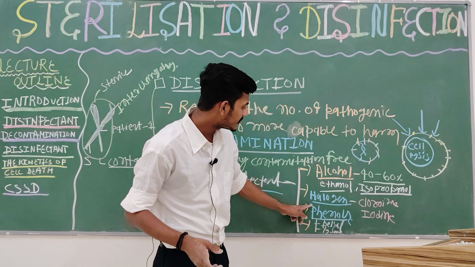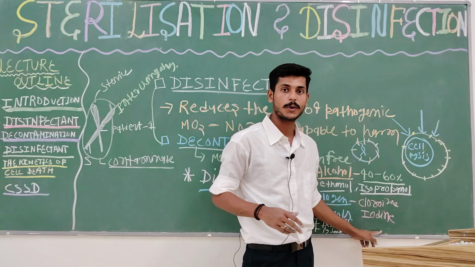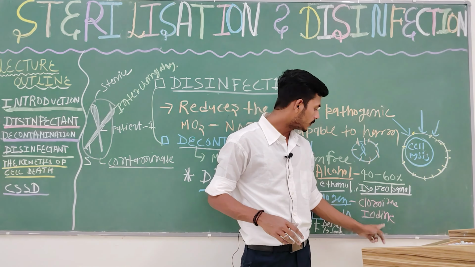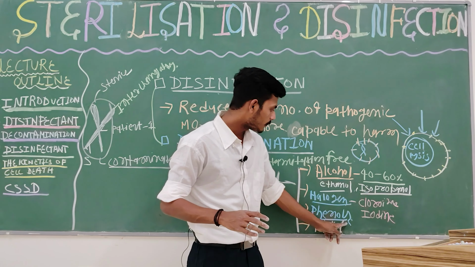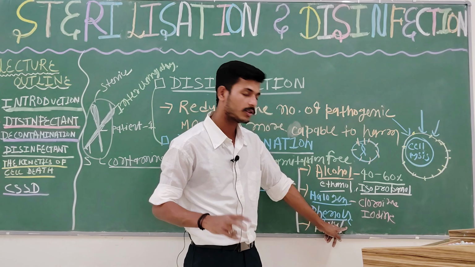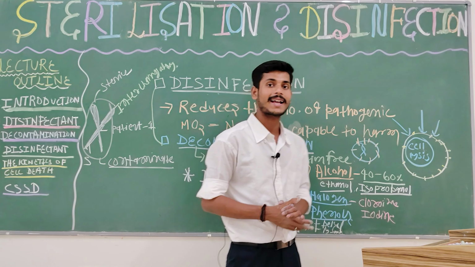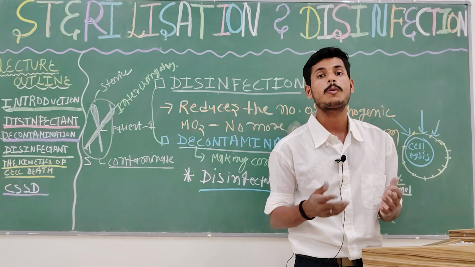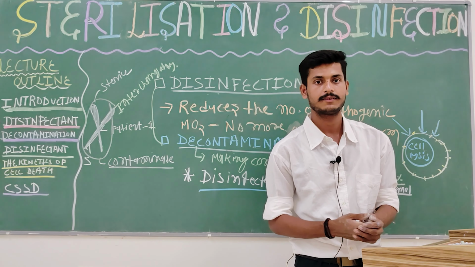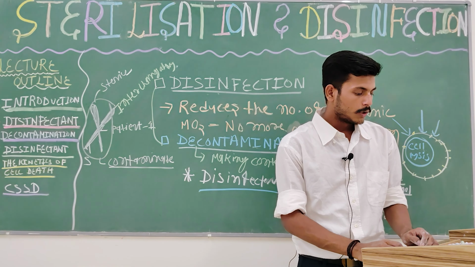Now, another disinfectant is the halogen family, and in the halogen family, you know that chlorine and iodine both act as disinfectants. In the case of phenol, there are derivatives called Dettol and Lysol, also chlorhexidine. These are some of the commonly used disinfectants.